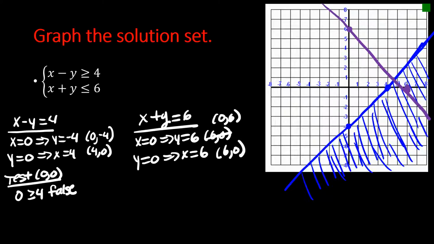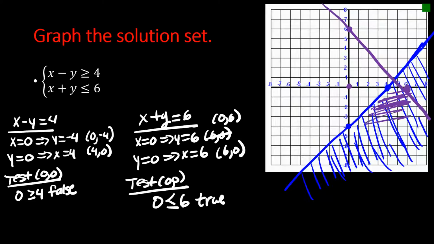And now we need to test to see where we're going to shade. So if I test 0, 0 into the second one, I have 0 plus 0 is 0. 0 is less than or equal to 6 is a true statement. So we're going to shade the region of this purple line where 0, 0 is located. Now, we don't have to shade the whole region. We need to shade the region where there is blue shadings. So here, we're going to shade this region.